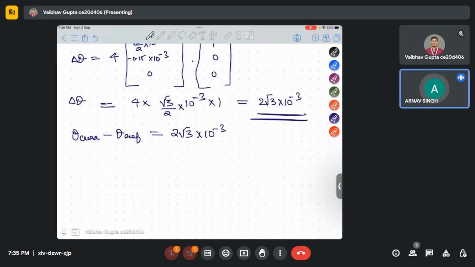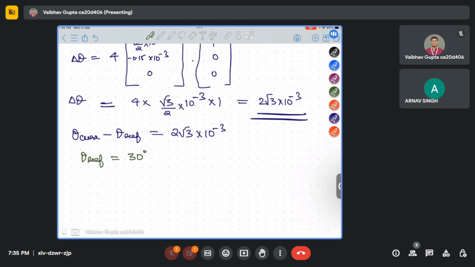Delta theta is equal to the change in angle, which is nothing but theta current minus theta reference. Theta reference is nothing but 30 degree, we found. This is in degree, you have to convert into radian, because this is in radian. So you will multiply by pi by 180, which is nothing but 0.5235.